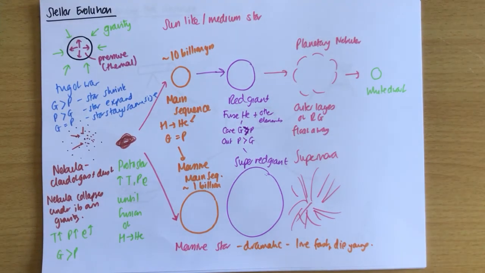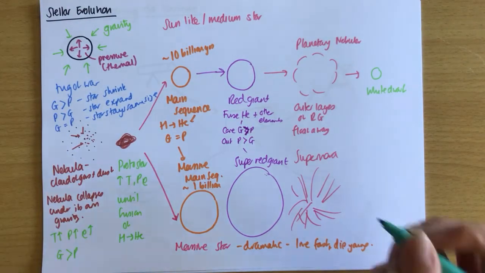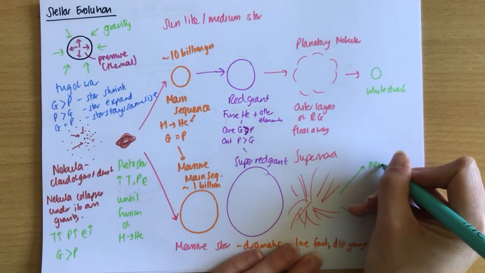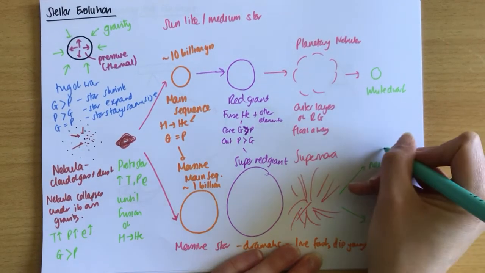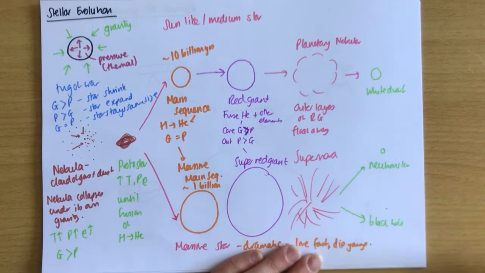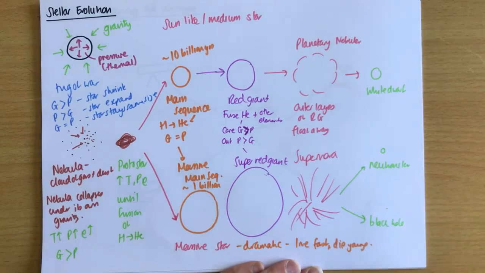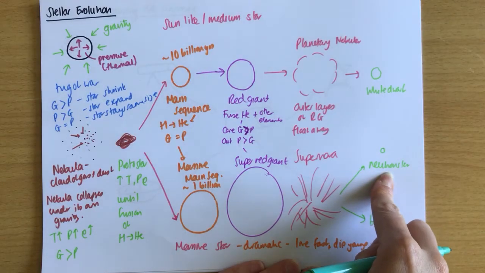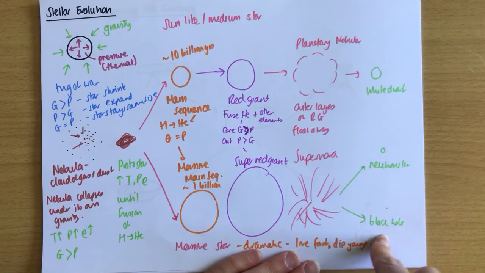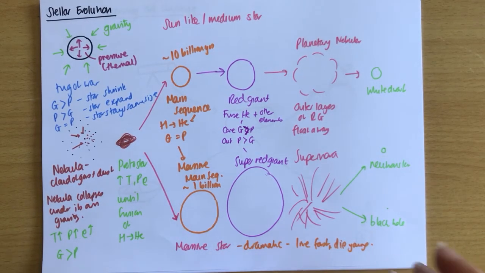And it leaves behind, just like the planetary nebula left behind a white dwarf, the supernova will leave behind the core, but that core will be one of two things. It will either be a neutron star or a black hole. A neutron star is if it's a smaller massive star, and a black hole is if it's a massive, massive star. A neutron star is actually made of neutrons, and a black hole is what we call a singularity. It's so dense and so powerful that even light can't escape it.